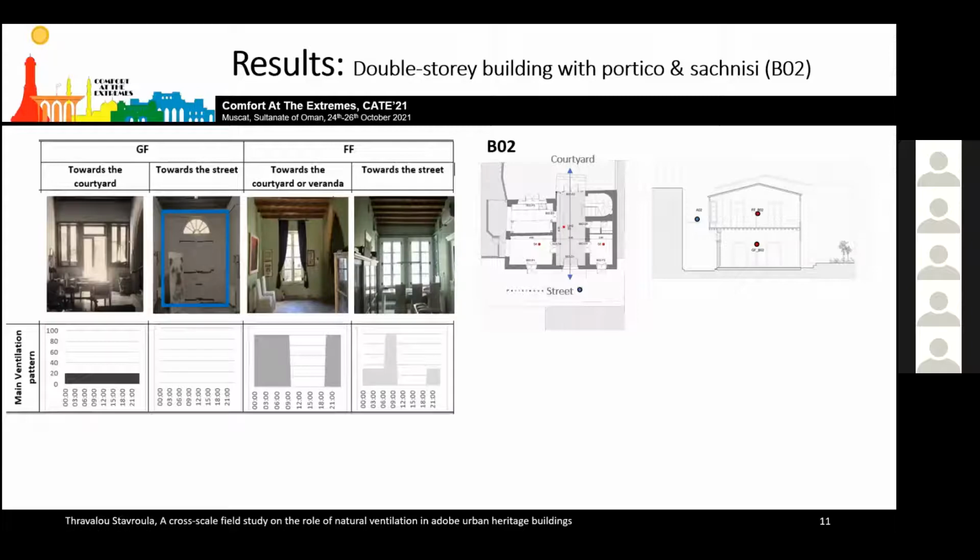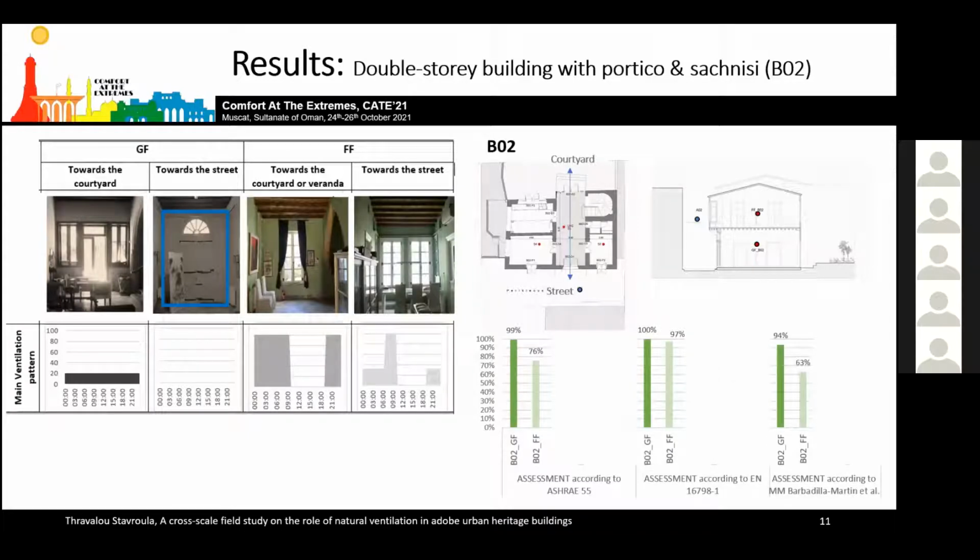While there was no ventilation from 10 until 7 o'clock in the afternoon. Finally, during the night, shutters were applied in the Sahnisi window for safety reasons. This multi-stages window opening behavior obtained very good results in terms of indoor thermal comfort. As you may see here, the percentage of time within comfort in the ground floor portico ranged between 94 and 100%, and in the first floor portico between 63 and 97% according to the thermal comfort standard applied.